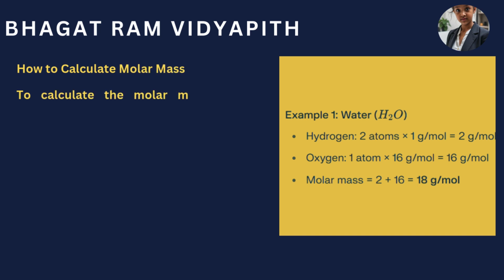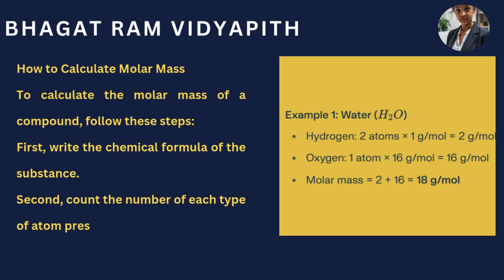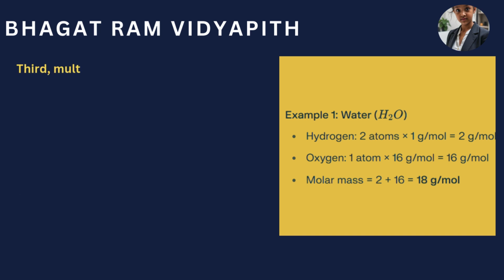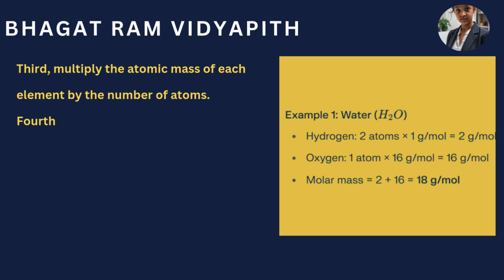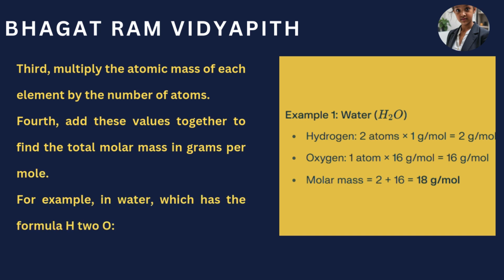How to calculate molar mass? To calculate the molar mass of a compound, follow these steps. First, write the chemical formula of the substance. Second, count the number of each type of atom present. Third, multiply the atomic mass of each element by the number of atoms. Fourth, add these values together to find the total molar mass in grams per mole.